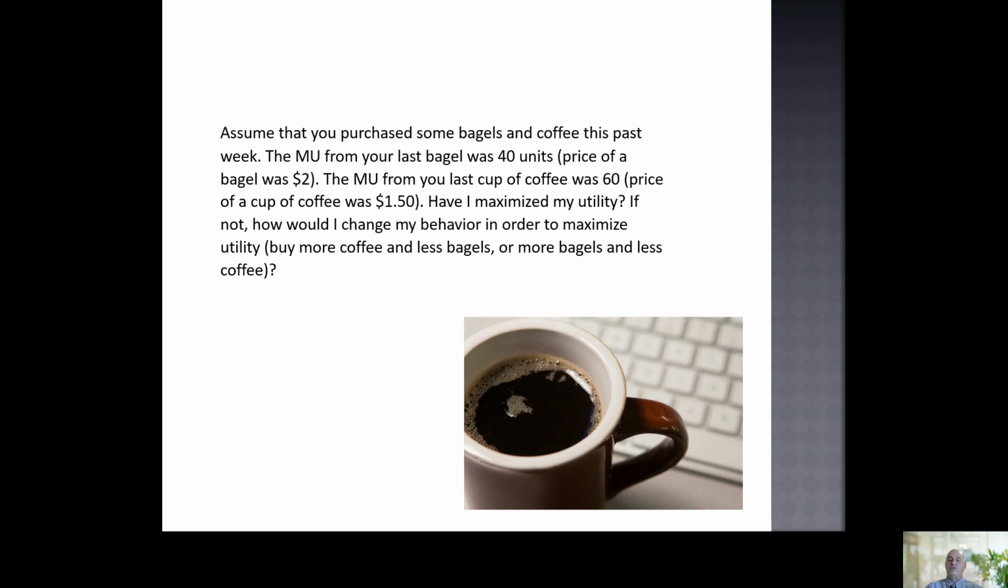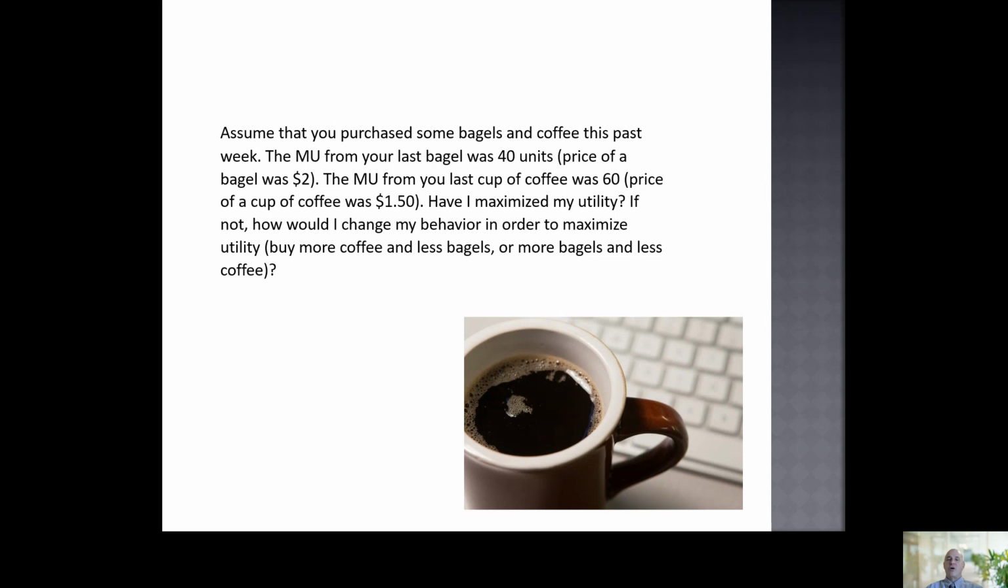40 divided by 2 is 20. That last bagel gave me 20 units of satisfaction for every dollar I spent on bagels. Coffee, 60 divided by $1.50 gives me 40 units of satisfaction for every dollar I spent on coffee. So 20 doesn't equal 40. So I did not maximize my level of satisfaction. Think about what this means. Essentially, I should have consumed more coffee and less bagels.